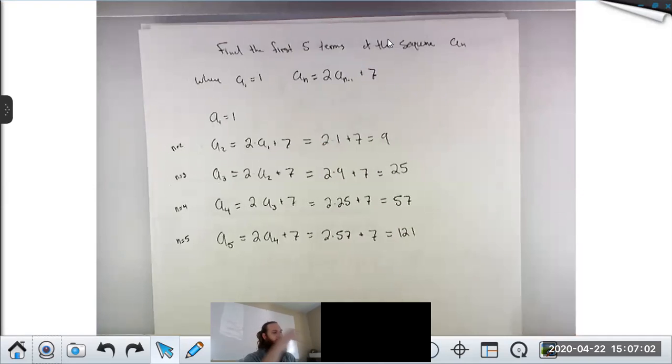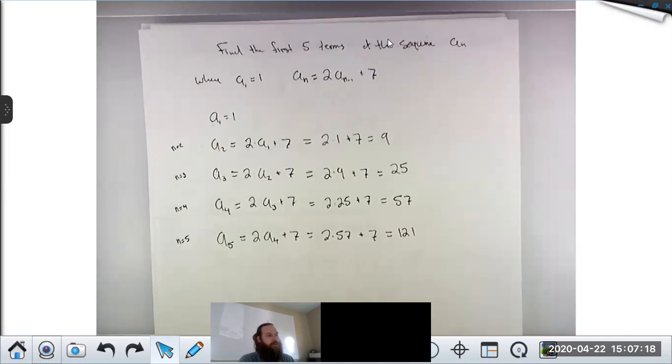Getting some interesting numbers out of this, right? Getting a lot of squares out of this, but not all squares. But that would be it. Those would be the first 5 terms of this sequence: 1, 9, 25, 57, and 121.